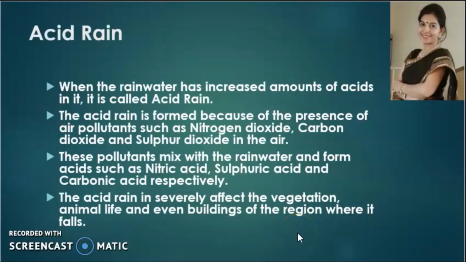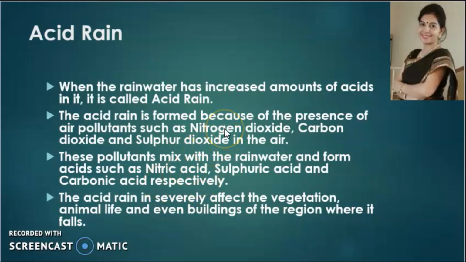Now, acid rain. This is a very upcoming topic and a well-known environmental issue. When the rainwater has an increased amount of acids, then the rain is called acid rain. Now, how does this acid rain occur? This acid rain is formed because of the presence of air pollutants like nitrogen dioxide, carbon dioxide and sulfur dioxide, which are produced from automobile exhaust and the chimneys of factories. These pollutants mix with the rainwater and form acids like nitric acid, sulfuric acid and carbonic acid.